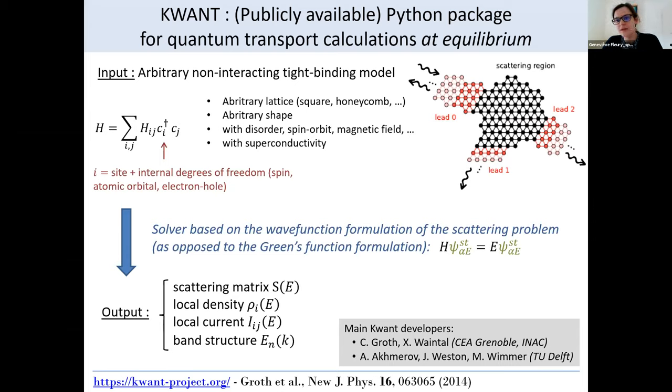We can consider different lattices, different shapes of the scattering region, we can also add several terminals, we can add disorder or spin-orbit coupling, or whatever, as long as the system can be described by a non-interacting tight-binding model. Then Kwant calculates the scattering states in the leads and in the scattering region at a given energy E. And by matching the boundary conditions, we can deduce the scattering matrix. So in particular, we can calculate the transmission and reflection probabilities from one lead to another. And since we have the scattering states, we can also calculate the local density and the local current in the scattering region. And we also have access to the band structure in the leads.